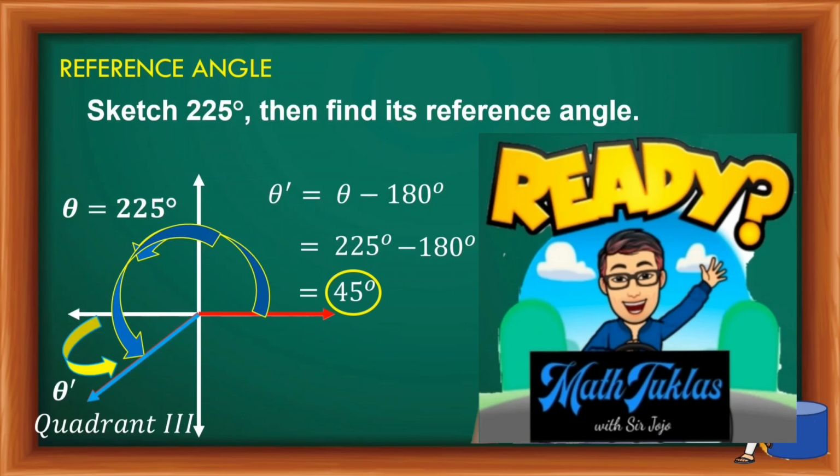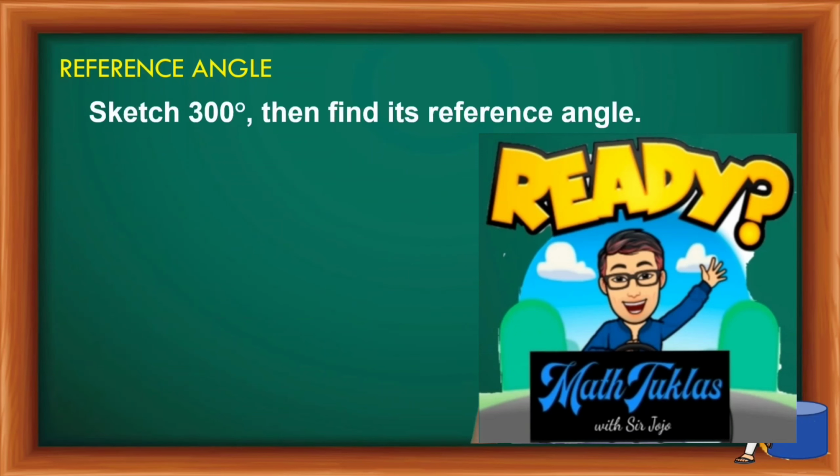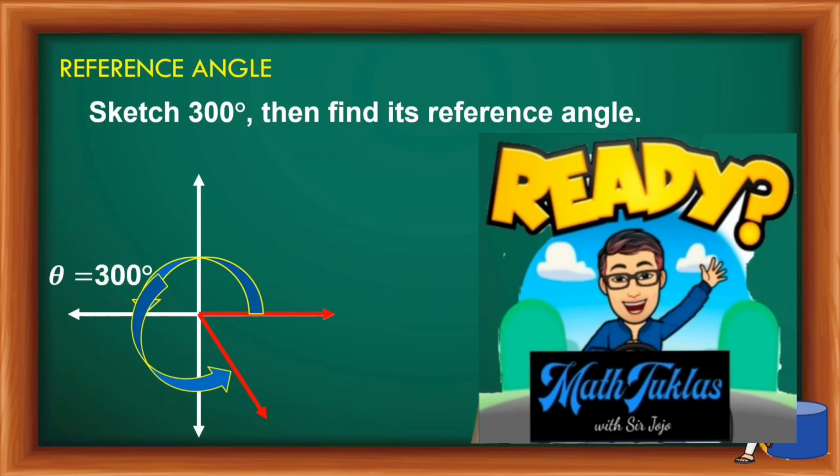Let's have another one. How about 300 degrees? Let us illustrate 300 degrees. Siyempre, nasa fourth quadrant yan. So we are going to illustrate that. And that is our theta, which is equal to 300 degrees. Nasaan ang reference angle? Let us illustrate that. So yan yung ating reference angle.